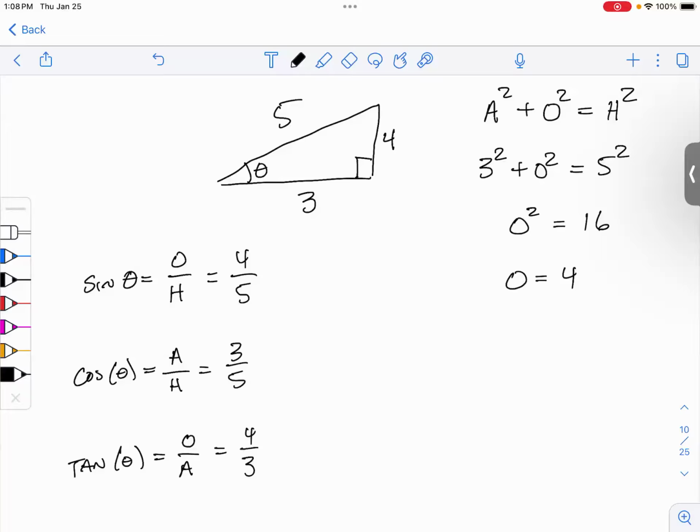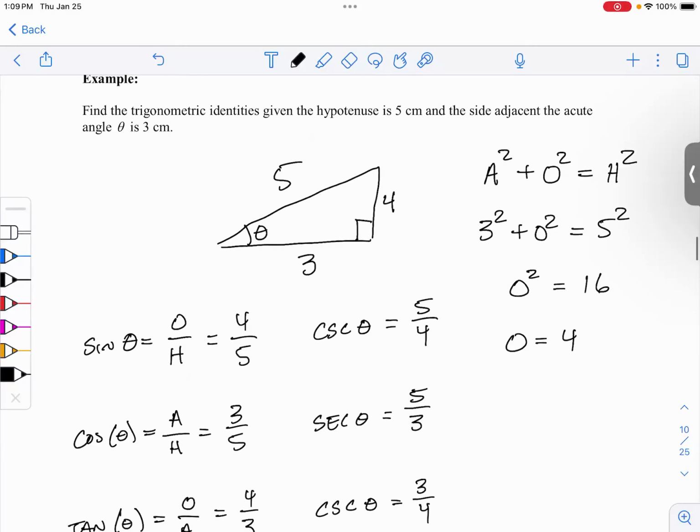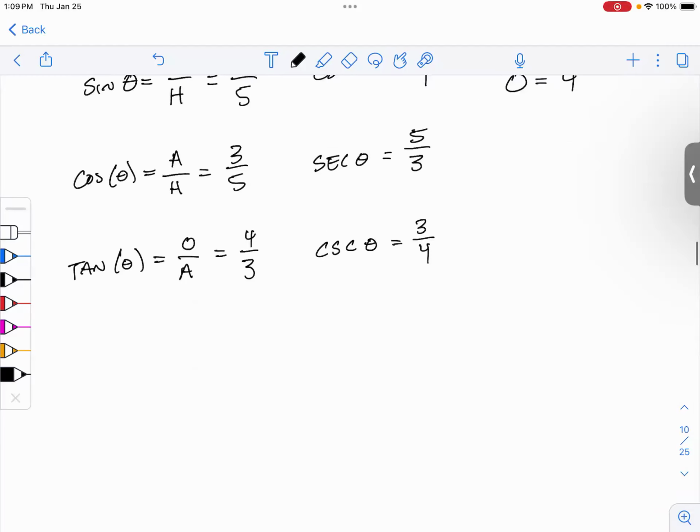Then all the reciprocals. Cosecant of theta, secant of theta, and cotangent of theta. Once you have the functions, the reciprocals are exactly what we would want them to be. The reciprocal of sine is cosecant, which means that's 4/5, and this one's 5/4, etc. 3/5, 5/3. And that's all we're looking for there. Easy peasy stuff.